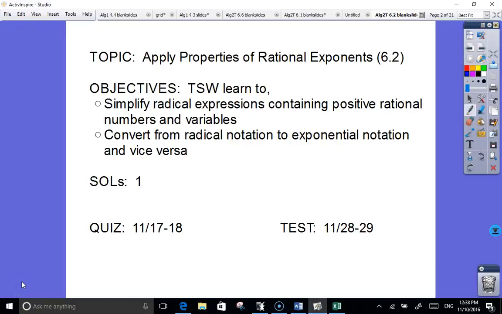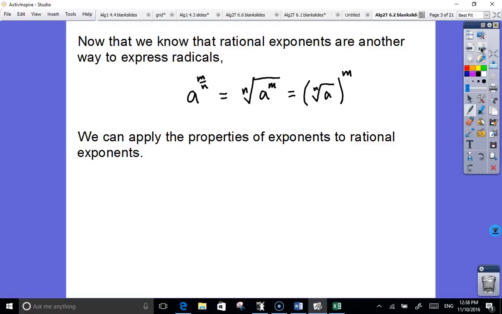Okay, so that's our lesson for today. Apply properties of rational exponents. Well, here's the thing. Now that we know that radicals can be expressed in rational exponent form, we can use the properties of exponents with those rational exponent forms.